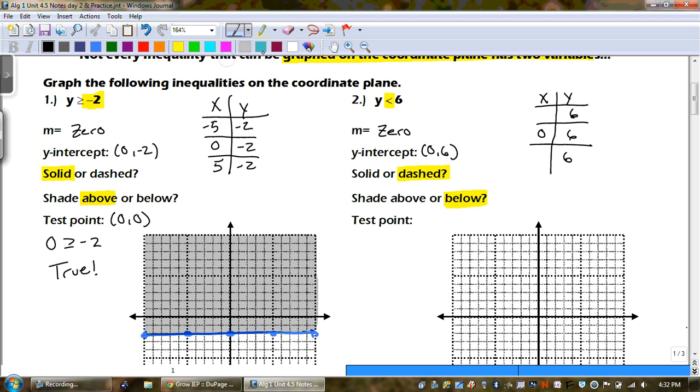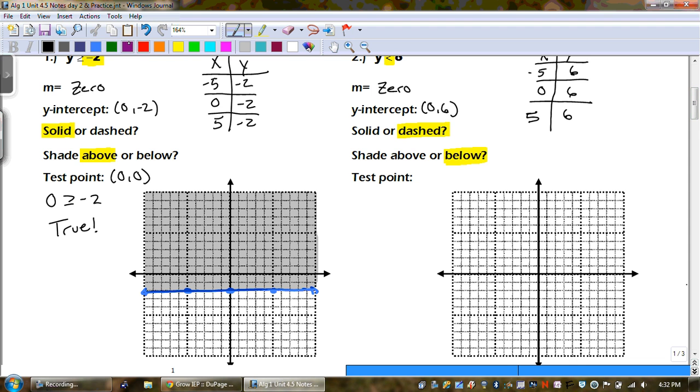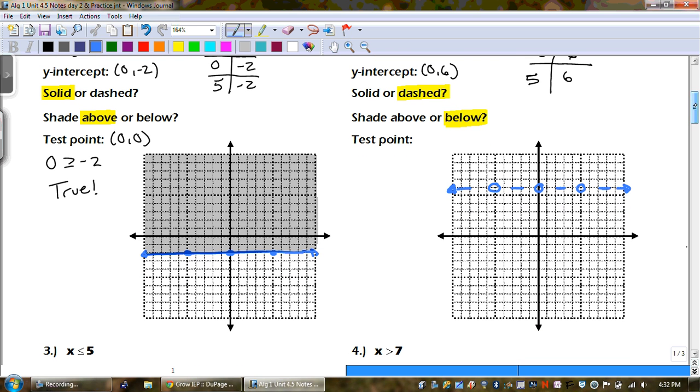Let's go ahead and graph this. Oh, we didn't pick our other points. I'm going to be lazy and use the same ones as our last one: -5, 0, and 5. At -5 we're at 6, at 0 we're at 6, and at 5 we're at 6. Then I want to make sure that we draw a dashed line, and don't forget to add your arrows.